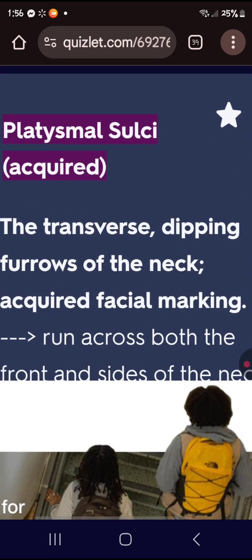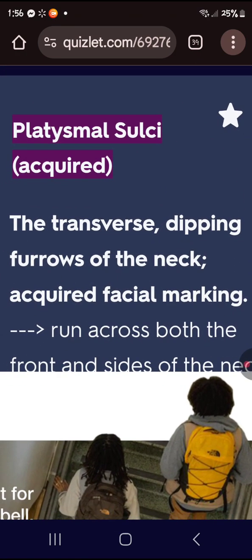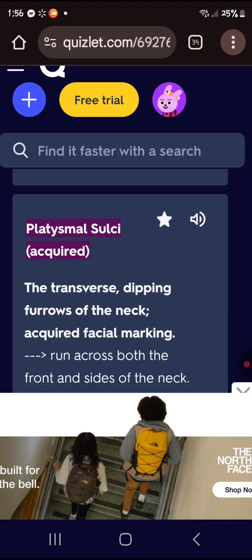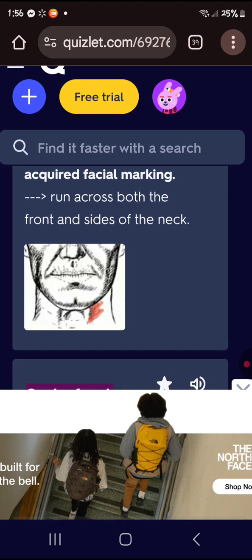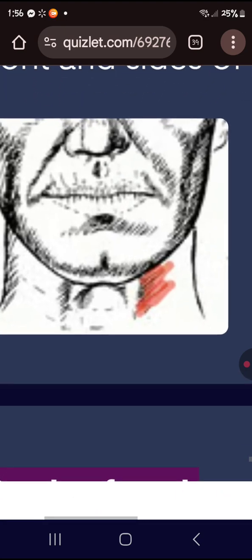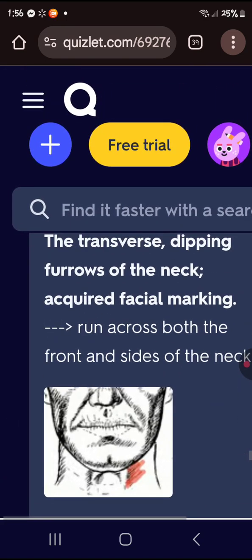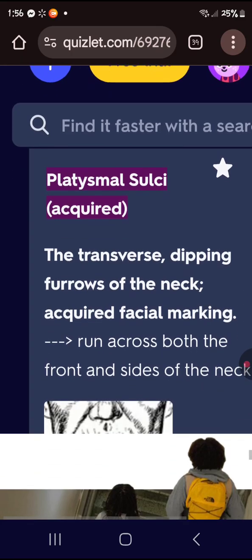Platysmal sulci, acquired. This is the transverse dipping furrows of the neck. It runs across both the front and sides of the neck. Platysmal sulci.